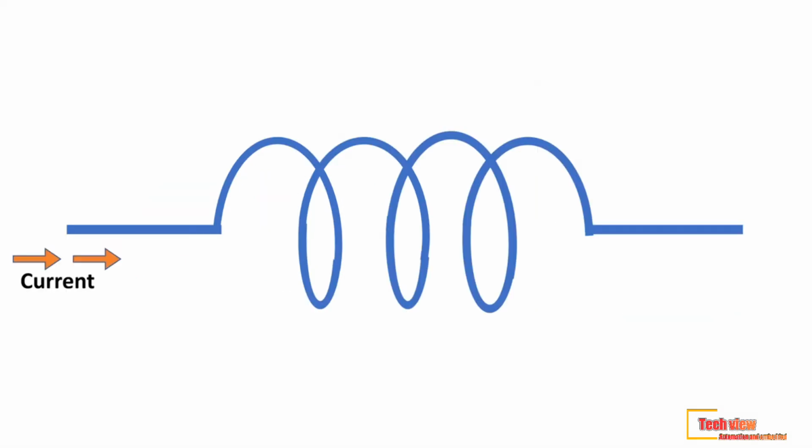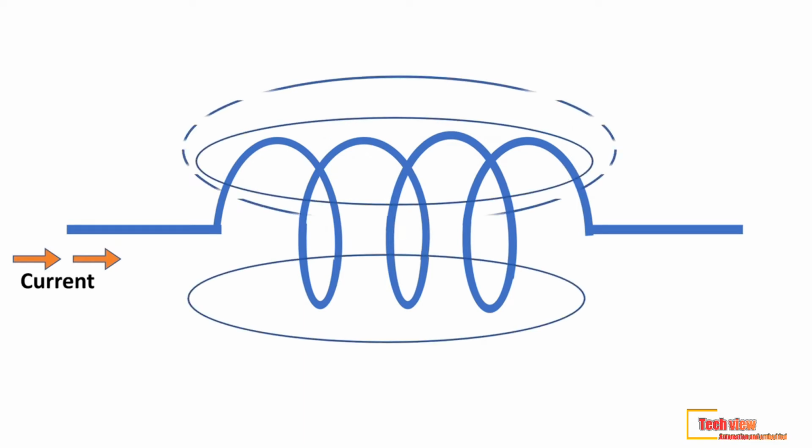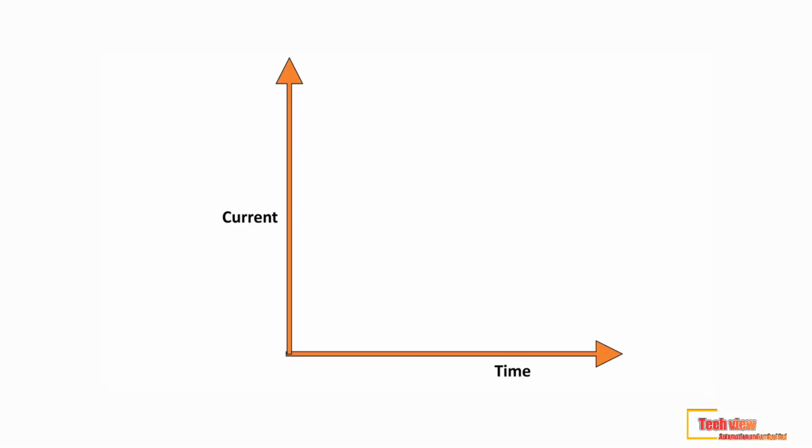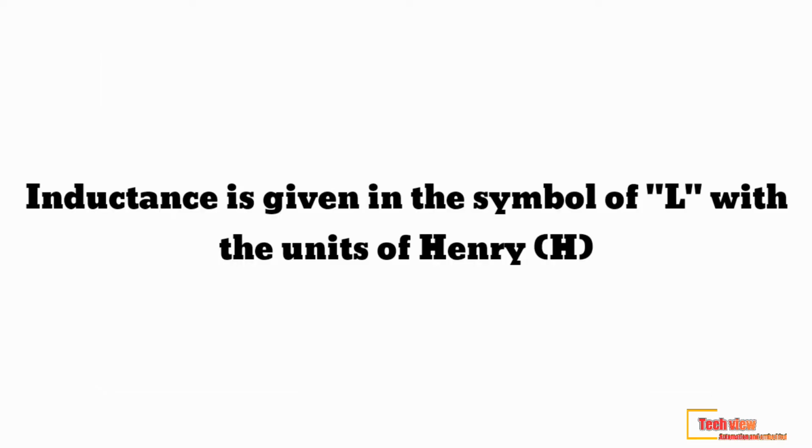An inductor stores energy in the form of a magnetic field and resists changes in current. The current in an inductor cannot change instantly; it always lags for a certain amount of time. Inductance is given the symbol L, with the unit Henry.